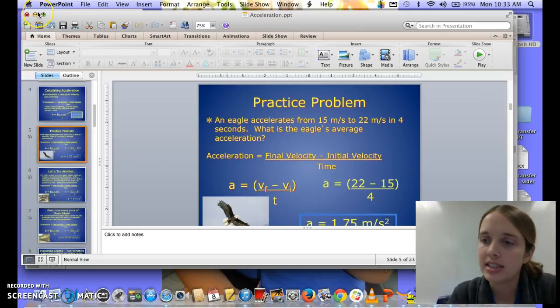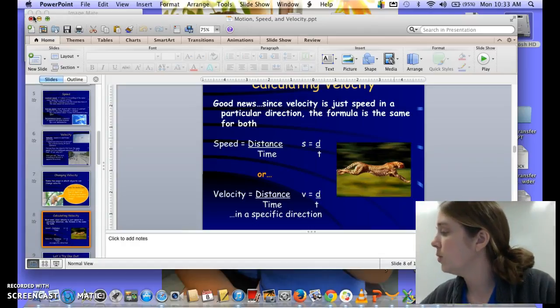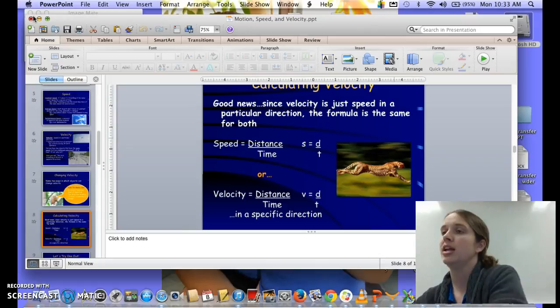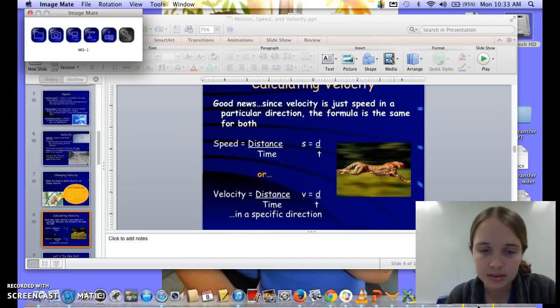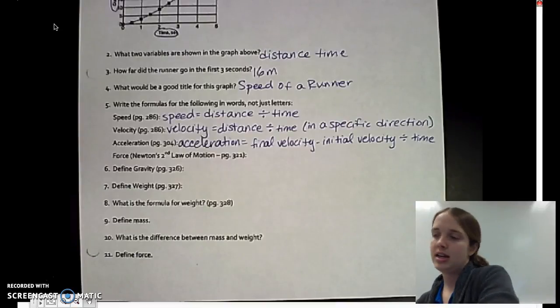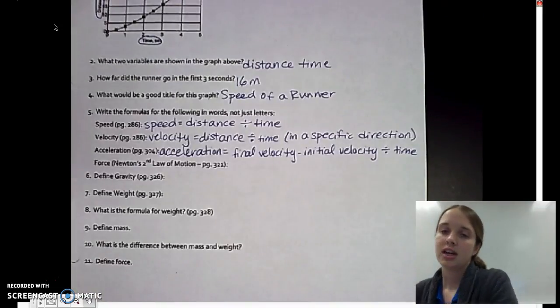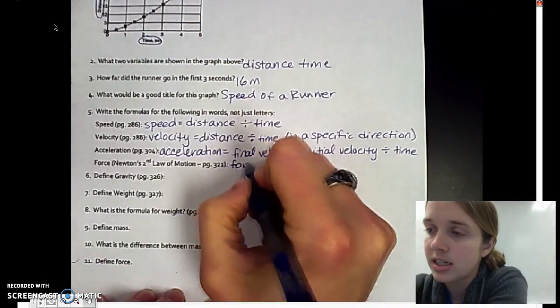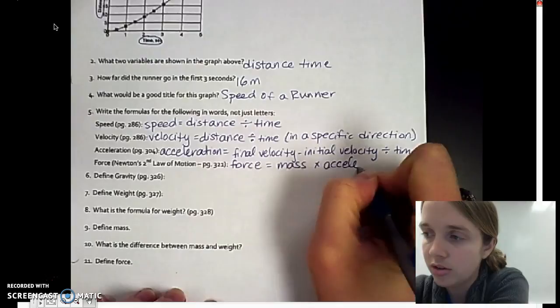All right, last but not least, for number 5, it says force. What's force, which is, of course, Newton's second law of motion, which we would find on page 321. So we flip over. Oh, hang on, I don't have the correct thing up here. So on page 321, force equals mass times acceleration.